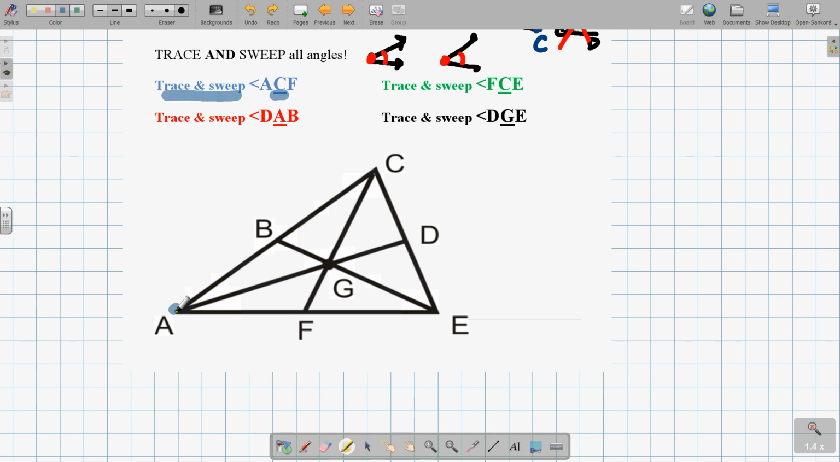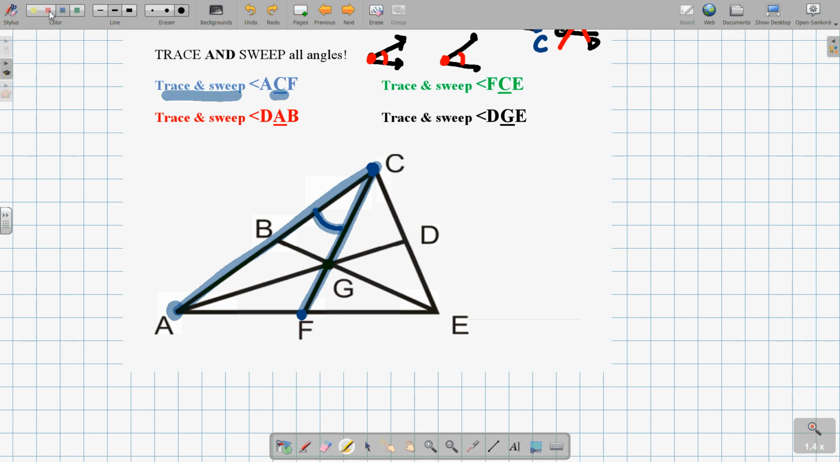Put your pencil on A. Go to C. Go to F. Trace. And when I say sweep, you go like this. You sweep the mouth of the angle, or the elbow of the angle, if you will. The elbow. Think of that. Hand, that's your elbow, that's your shoulder, for lack of a better word. Trace and sweep.